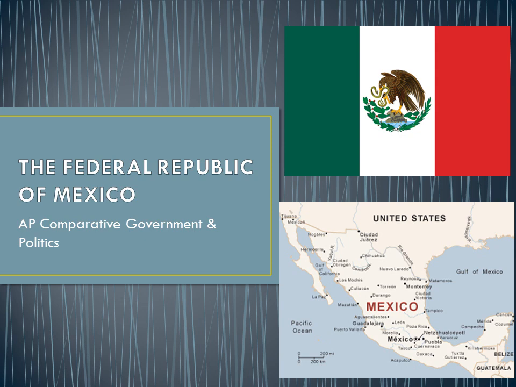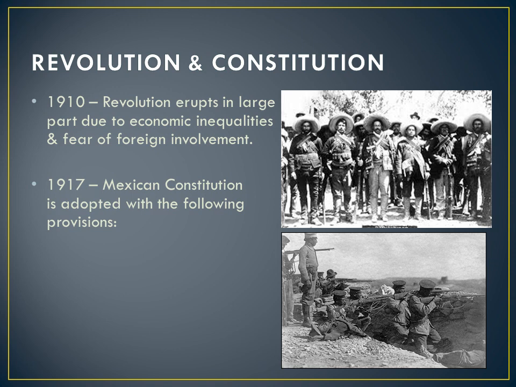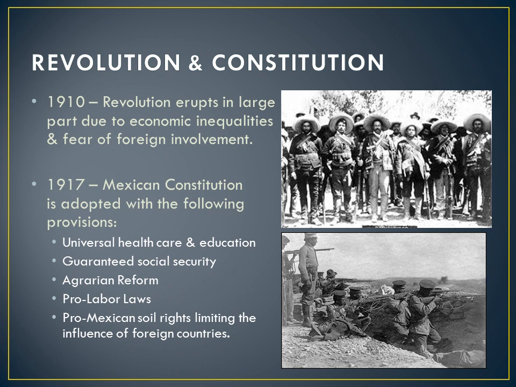Let's take a look back at the unit on the Federal Republic of Mexico. The Mexican Revolution, sparked in 1910, was in large part due to economic inequalities and fear of foreigners taking over the state's industries. In 1917, the current Mexican Constitution was drafted and adopted with several of the following provisions, including universal health care and education for all Mexican people, guaranteed Social Security, reform in agriculture, labor laws that protected workers, and soil rights that limited the influence of foreigners.